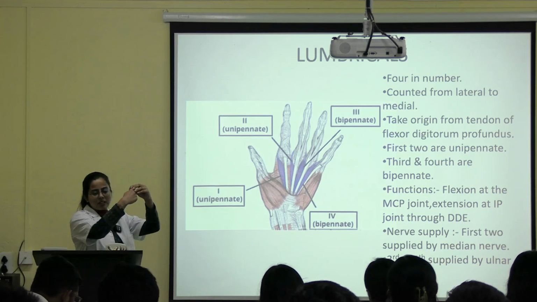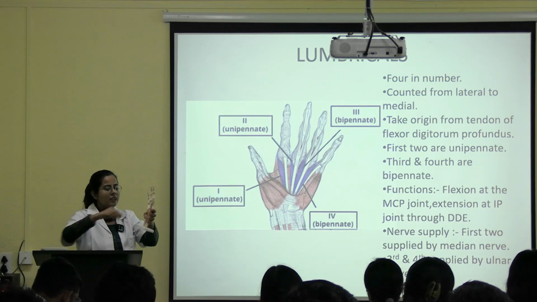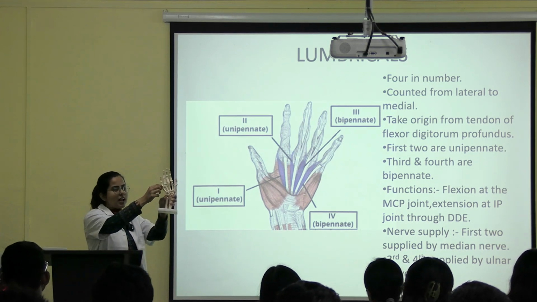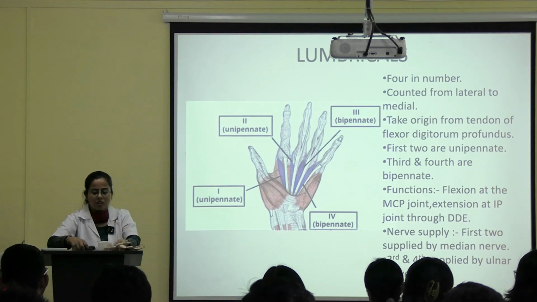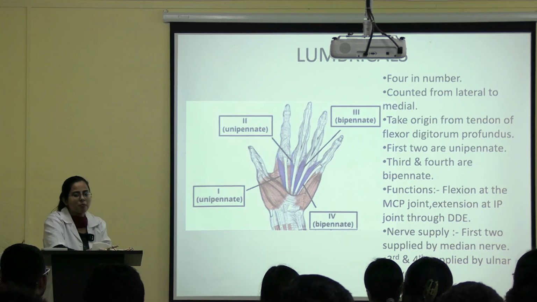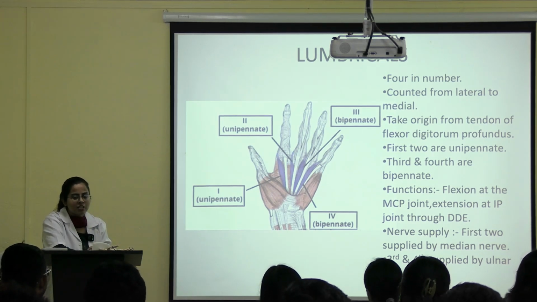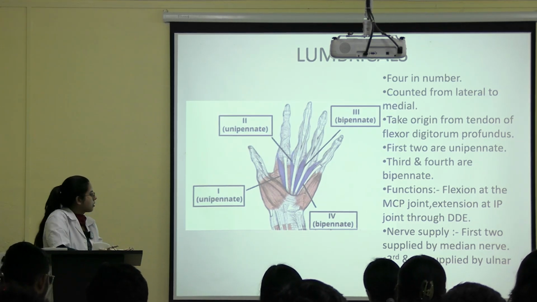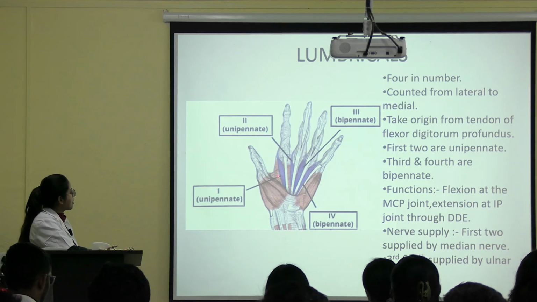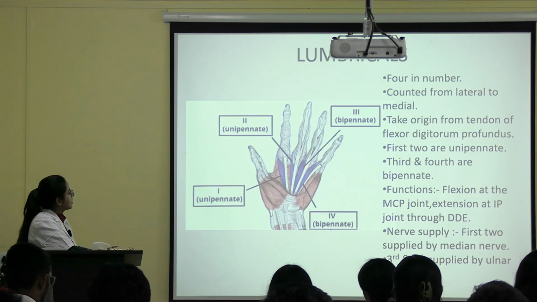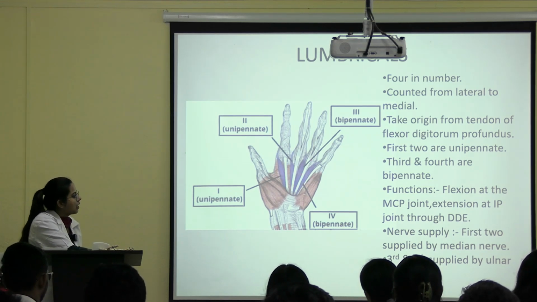This is the metacarpophalangeal joint and this is the interphalangeal joint. So flexion at metacarpophalangeal joint and extension at interphalangeal joint. Clear? Nerve supply, first 2 is by the median nerve and third and fourth is by the ulnar nerve.